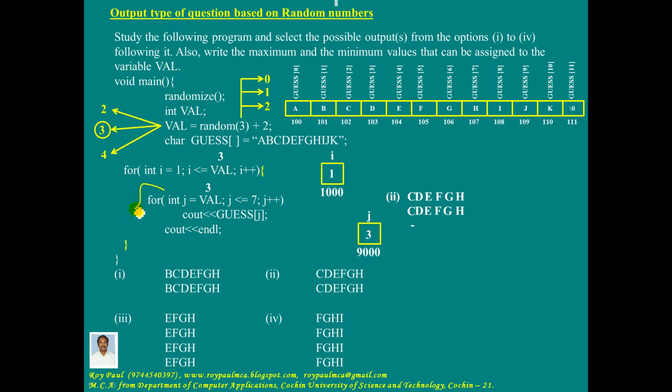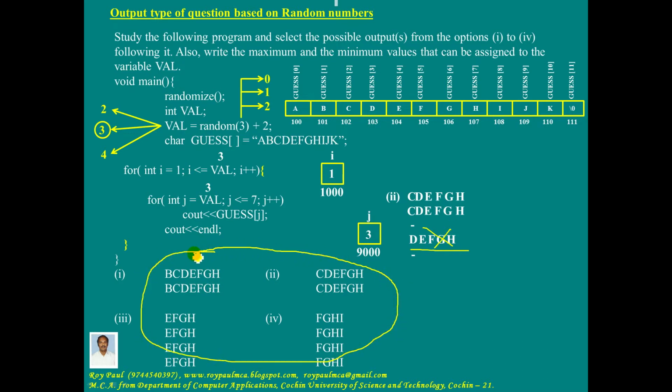Now the meaning of inner for loop is all the characters from index 3 to index 7 are displayed. So this is index 3 D, this is index 7 H. So all the characters displayed. Now no need to continue this forward because there is no option starting with D, E, F, G, H. So I can stop this one here. So VAL is equal to 3 stopped.